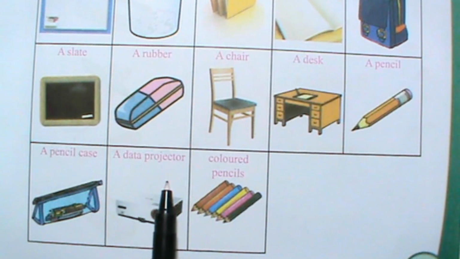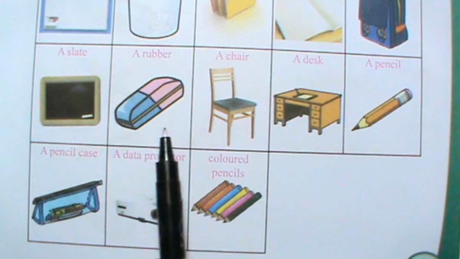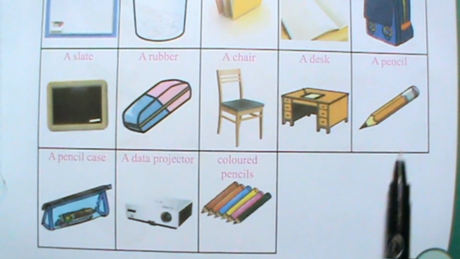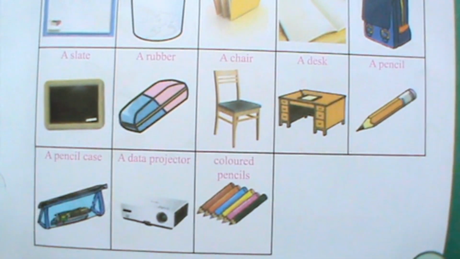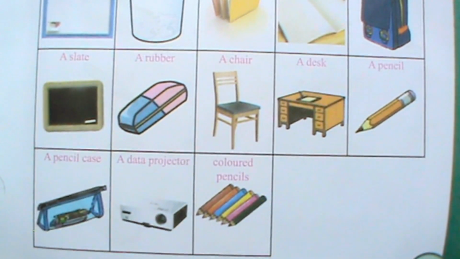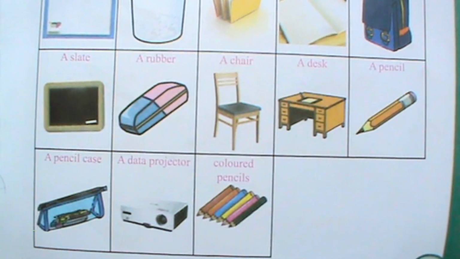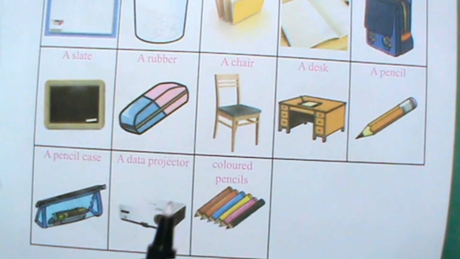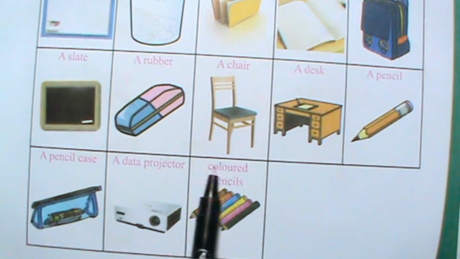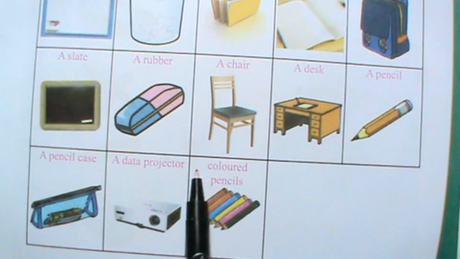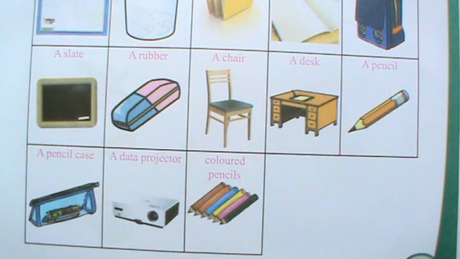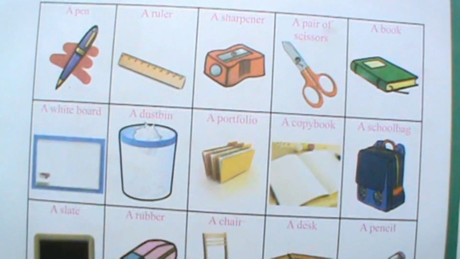مقلمة. We have a data projector. A data projector هو الذي نقول عنه داتا شو بلغتنا العامية. Next we have colored pencils. Pencils هي أقلام، مجموعة، عندما نضيف الـ S تصبح pencils. في اللغة الإنجليزية الجمع هو اثنان، ثلاثة، أربعة فما فوق. Colored وتعني ملونة. Colored pencils وتعني أقلام ملونة. And this is my school things or my school supplies.